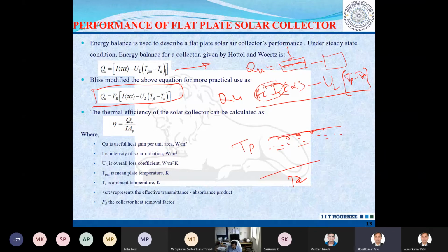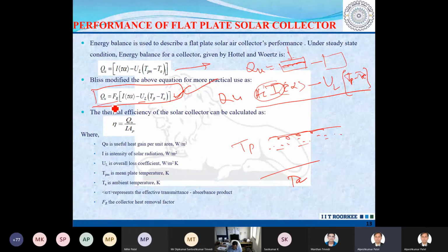So that is considered the heat removal factor. So that means finally there is an expression. I'm not going to derive that. So finally, if we introduce that FR, the final expression will be this: Qu is equal to FR [I tau alpha minus UL (Tf minus Ta)]. So that is the final expression.